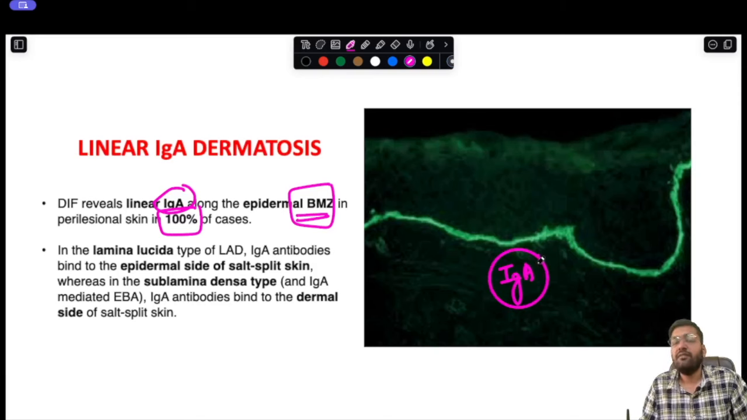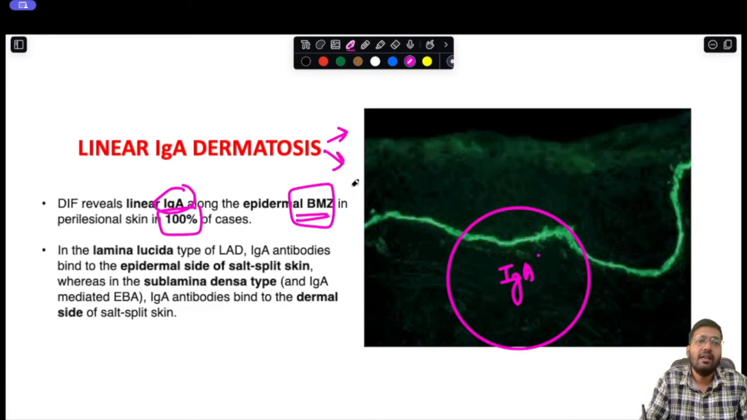And another condition where we saw IgA deposition was in dermatitis herpetiformis, but over there it was at the level of dermal papilla. Okay. Now, in this case also, the salt split technique can be used for further differentiation or further subclassification of linear IgA dermatosis.